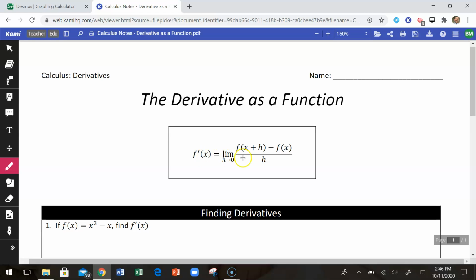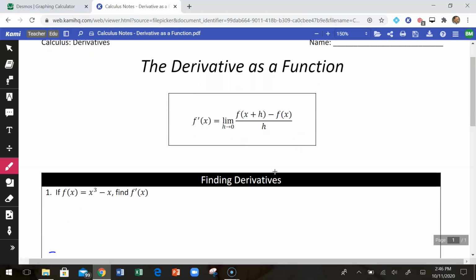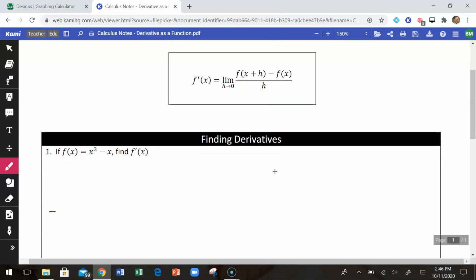F prime of x is going to be equal to, again, this should look familiar. It's the limit as h approaches 0 of f of x plus h minus f of x all over h. And we're going to simplify this out, and we're going to end up with simply just a function of x as our answer for our derivative.